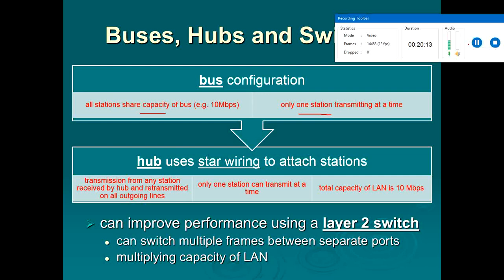In this case, the central hub acts as a switch, much like a packet switch or a circuit switch. With a layer 2 switch, an incoming frame from a particular station is switched to the appropriate output line to be delivered to the intended destination, and at the same time other unused lines can be used for switching other traffic. So it can transmit multiple frames between separate ports, and it multiplies the capacity of the LAN.